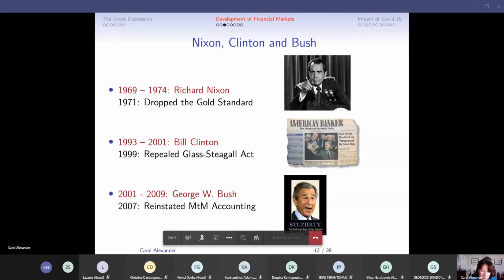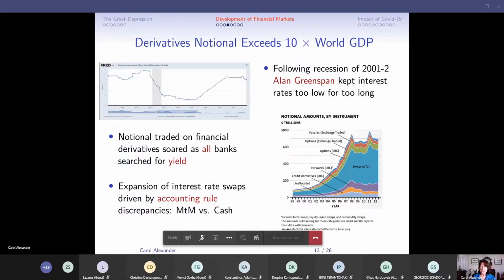And in 1999, here's a picture of Clinton being congratulated by his cronies for repealing the Glass-Steagall Act, thus allowing commercial banks to re-enter the great casino just at the time that derivative markets were beginning, options, futures, and other over-the-counter derivatives were beginning to take off. And finally, we see George W. Bush, who reinstated mark-to-market accounting in 2007. And why do I mention mark-to-market accounting? Well, because that is the reason for the massive increase in interest rate swaps. But let's take this slide one thing at a time.